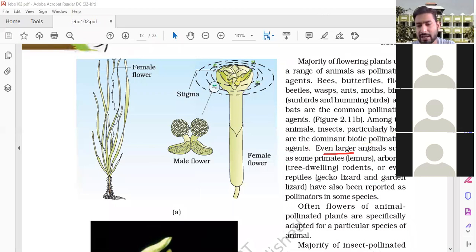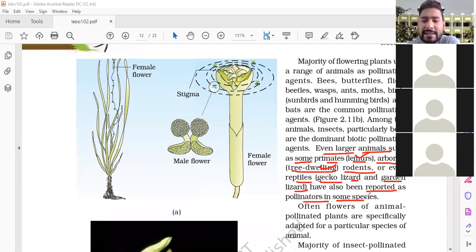Even larger animals such as some primates, lemurs, arboreal animals. Arboreal means tree dwelling. Arboreal means those animals which live on the tree. Lemurs, arboreal tree dwellers, and rodents, or even reptiles, that is gecko lizard and garden lizard, have been reported. They are also involved in the pollination phenomenon. Clear? They have given the example.